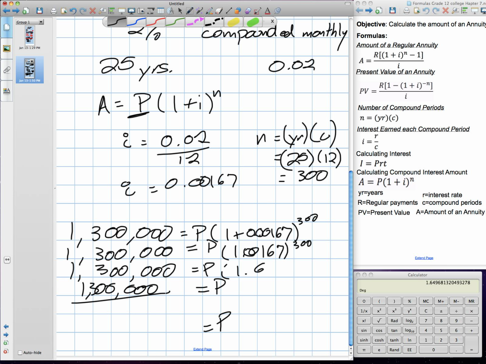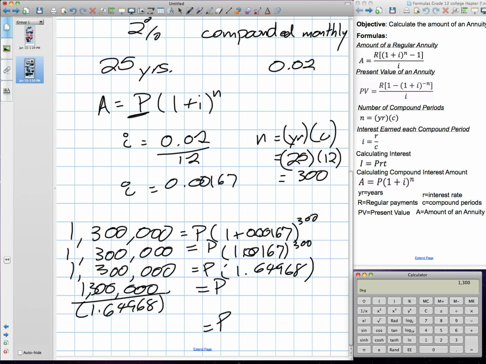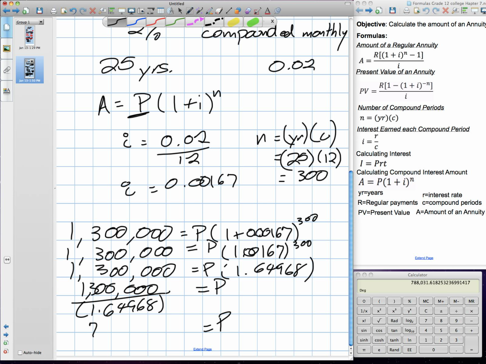Okay, so now we have 1.64968, we'll say, okay? We divide this by that number. Divide 1.649. Okay. So what this is telling you is that in 25 years, to have $1.3 million in your bank account, you would have to invest $788,000 now.